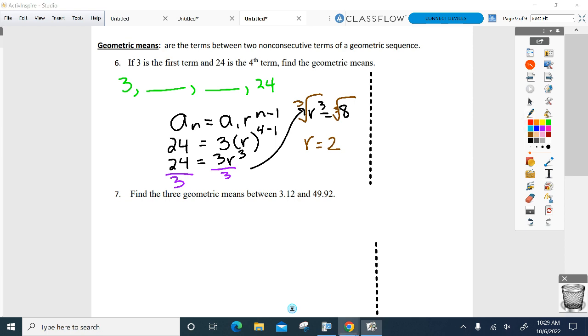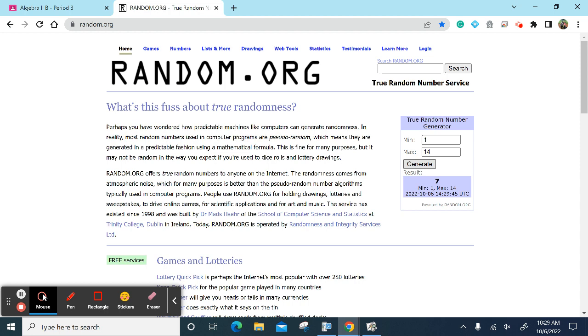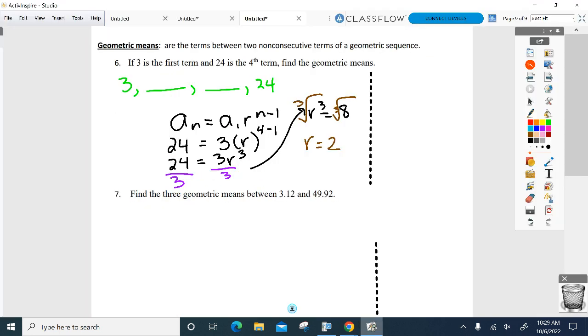And those two means in between, when you get them, let me know. My R value is 2. What do you got, Tim? What do you got? The two numbers in the middle. 6 and 12. Great job, Kim. 6 and 12.